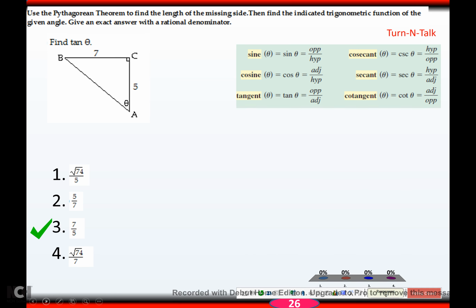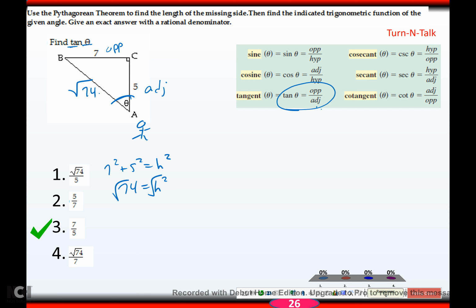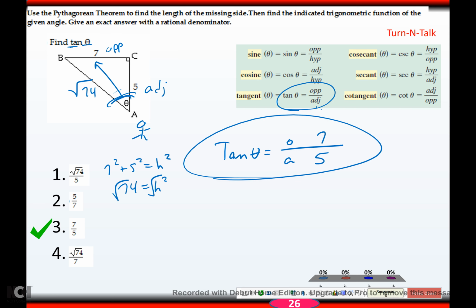And hopefully you got 7/5. Alright, tangent of theta, they put theta here, so here's where I'm standing. Opposite of me is 7, and adjacent to me is 5. For tangent, I don't need the hypotenuse, so I don't really need to waste my time finding it. 7 squared plus 5 squared equals hypotenuse squared. That's 49 plus 25 is 74. So the hypotenuse equals the square root of 74. But for tan, all I need is opposite and adjacent. Opposite of where I'm standing is 7, and adjacent to me is 5, so tangent of theta is 7/5.